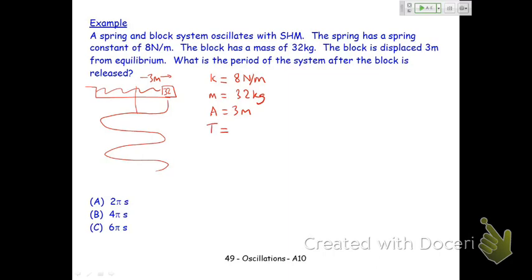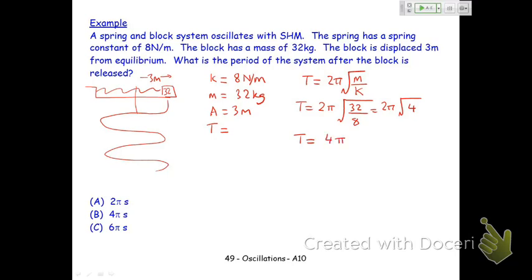What could it be? Oh yeah, T is equal to 2 pi square root. Which way around is it? As the mass gets bigger, the period gets longer. So it's going to be that. Then T is equal to 2 pi times the square root of 32 over 8, which equals 2 pi times the square root of 4. So T is going to equal 4 pi.